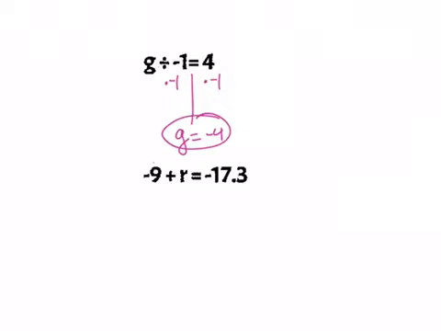Down at the bottom I've got this 9 is what I need to move, negative 9. So I'm going to do the opposite of the sign that's in front of it. So since it was negative, now I've just made it a positive. So negative 17.3 plus 9. So R equals negative 8.3.